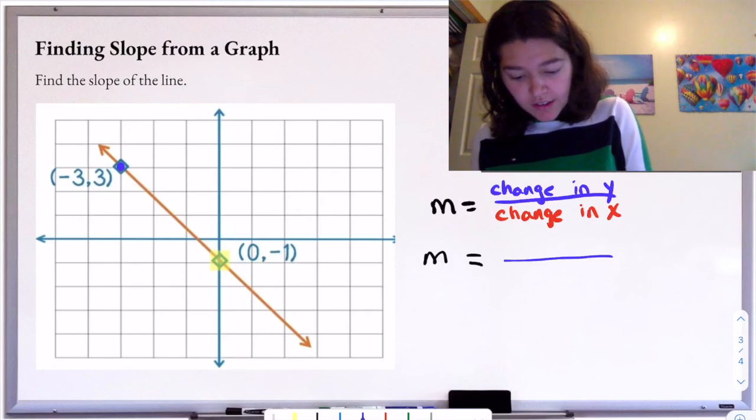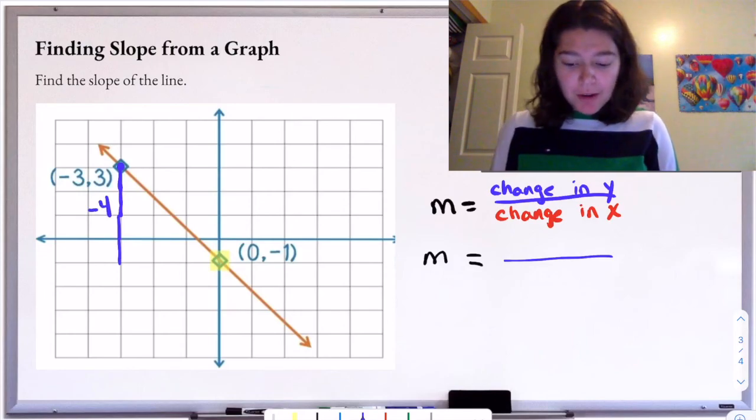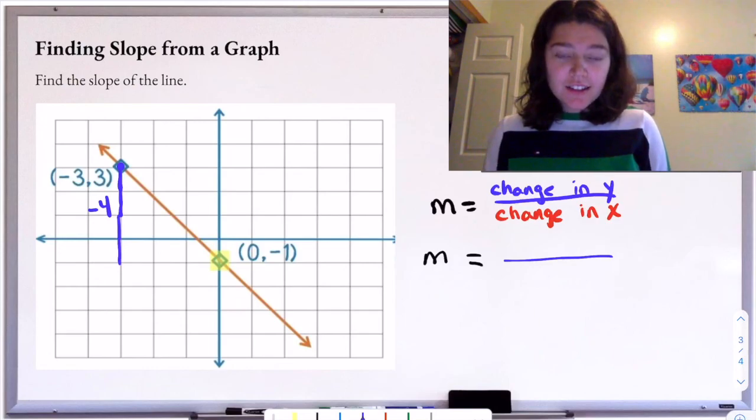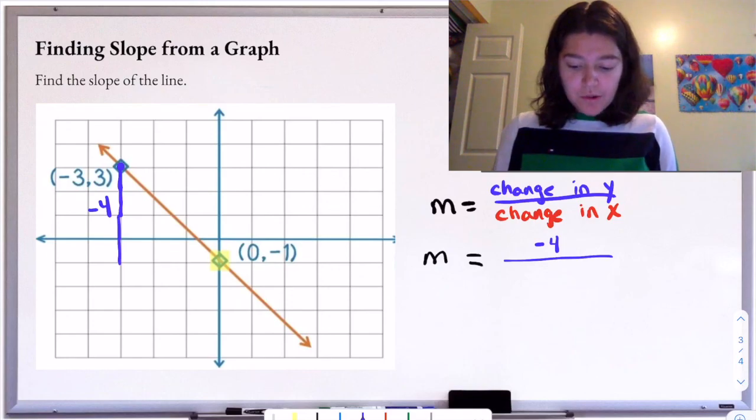To do that, I need to go down 1, 2, 3, 4. Okay, I'm going down 4. So I'm going to represent that as a -4. -4, because I'm going down. Okay, so I'm going down 4.